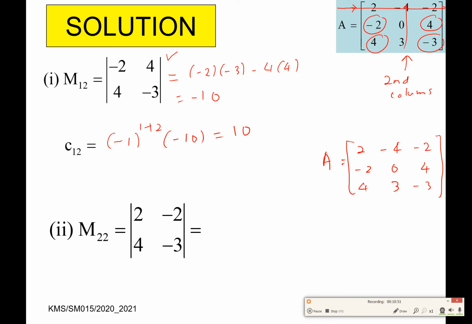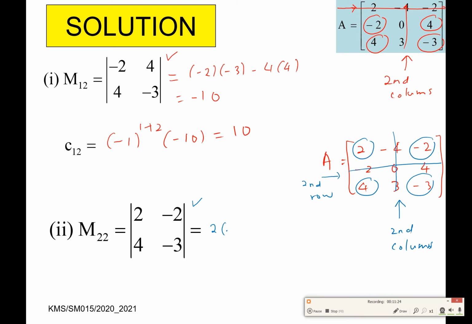Okay, 2, 2. So this is second column. And this is your second row. Okay. So the value here is 2, negative 2, 4, negative 3 as this. And you start calculate. 2 times negative 3 minus 4 times negative 2. So is 2.